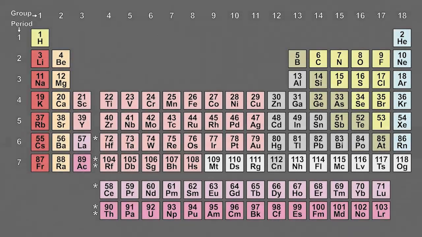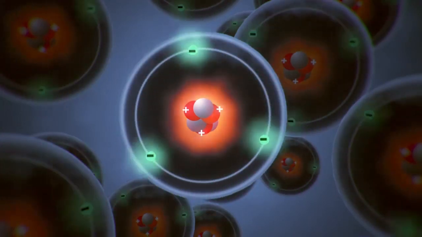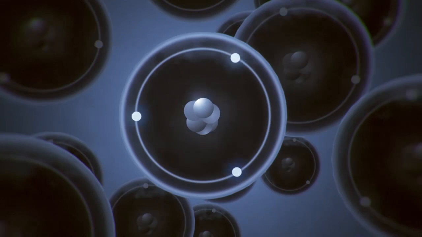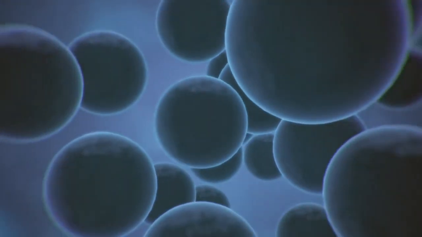The periodic table is more than just an organizational device for elements. It helps us predict and analyze the various properties of elements. An atom is composed of three particles. Protons are positive, electrons are negative, and neutrons are neutral. Neutrons have no effect on the chemical properties of an element.